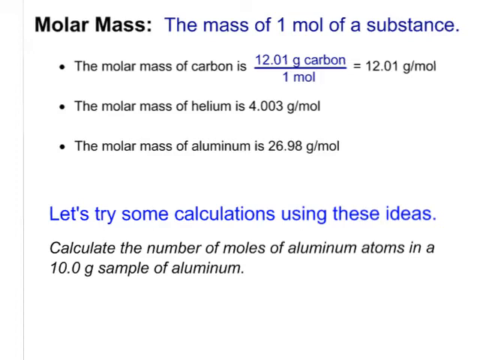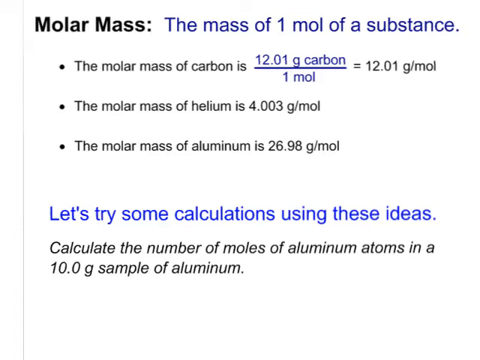So hopefully I bored you with that a little bit. If you look on the periodic table, you'll see these numbers for their atomic mass units. Their molar mass is all of this as we've just talked about. So it's a really important thing to understand. Let's try some calculations now using these ideas.